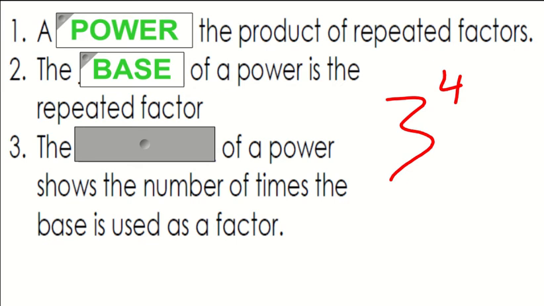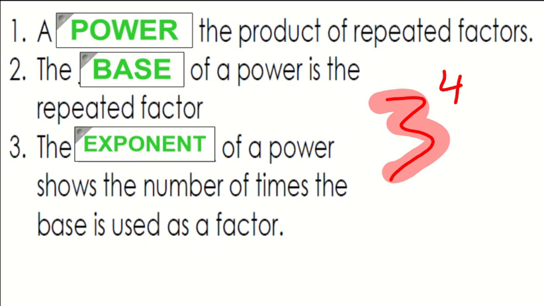The base of the power is the repeated factor. For this one, my base is the 3. The big number is the base. Big, base, BB, right? So the big number is the base. Bases are at the bottom, another B word, right?